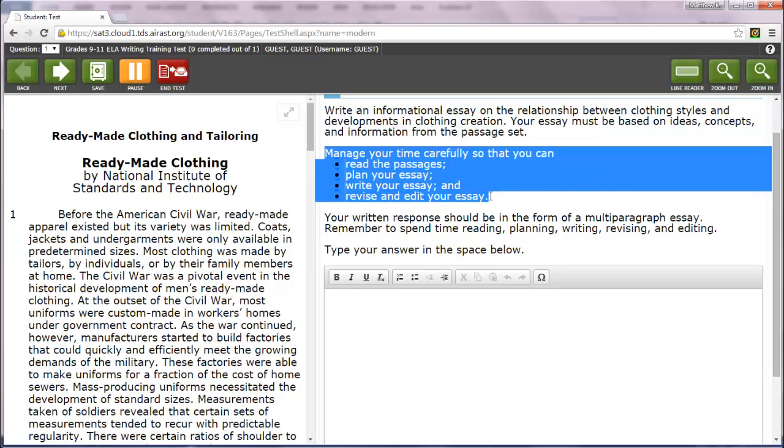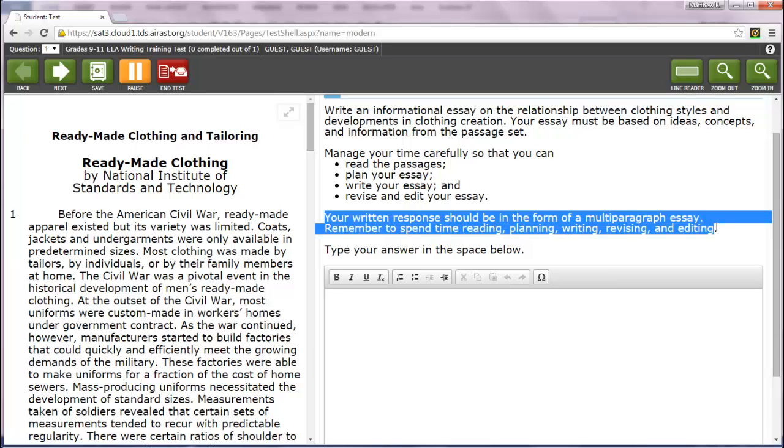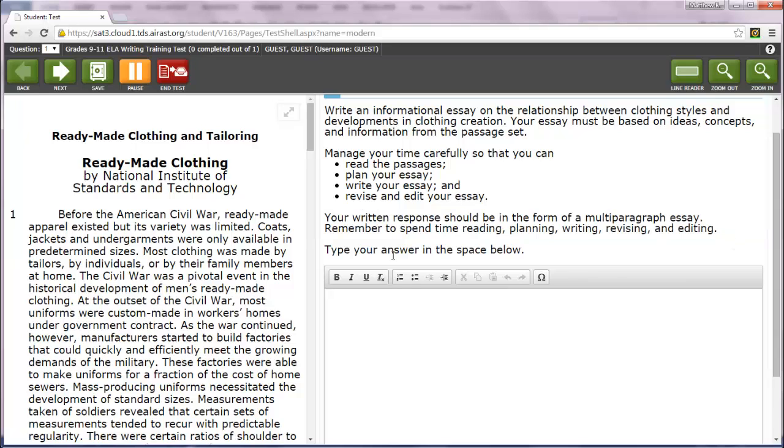Then this part here tells me that I should manage my time well. Remember that you can take up to 2 hours for the FSA writing test, so that should be plenty of time to read the passages carefully and write a great essay. It would be a big mistake to let myself feel rushed and start skipping some of the steps. Then, as I read this part, it tells me that I should write in paragraph form, and again it reminds me to manage my time well. And then of course it tells me here that my answer should be in the box below.